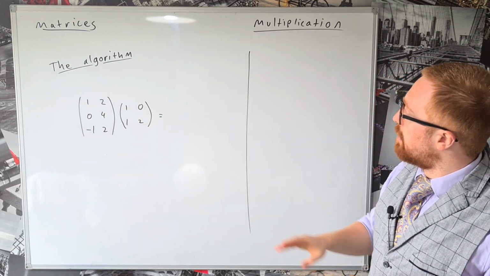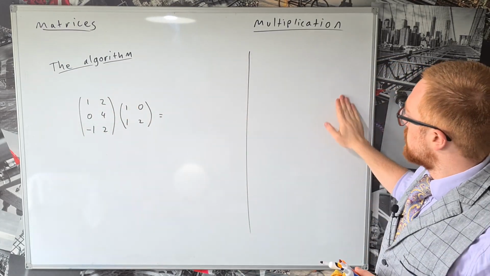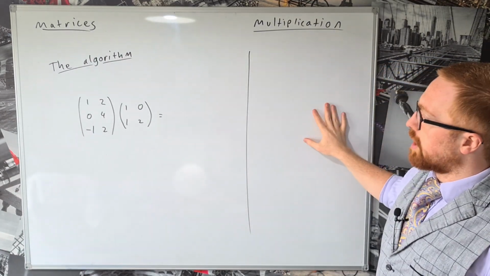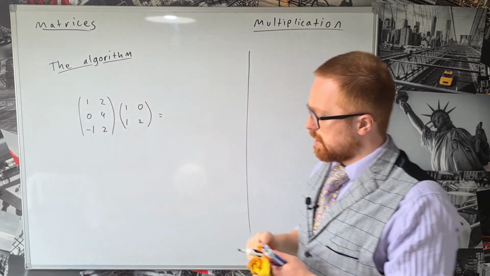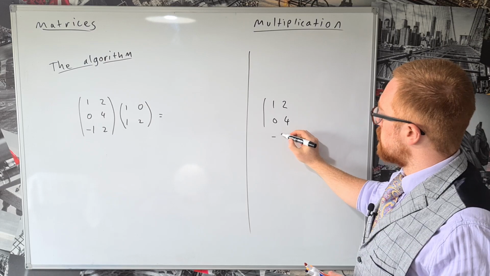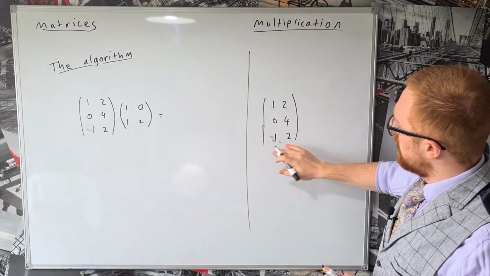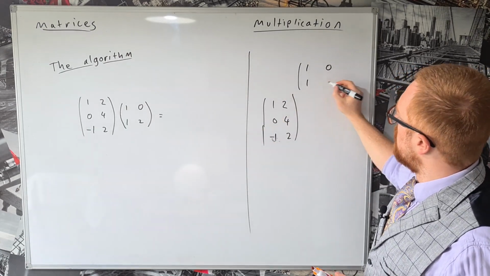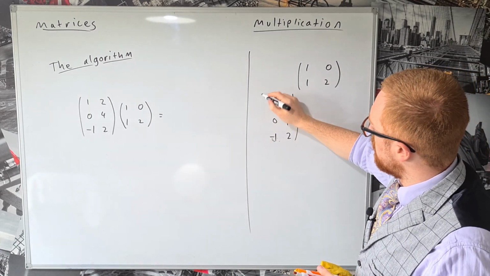Okay, so the first thing we said we needed to do when we're looking at transformations of lots of different vectors is, to help with visualization, we're going to do a little bit of working out by the side, and we're going to offset this second matrix so it sits above the first matrix. So 1, 2, 0, 4, minus 1, 2. Let's offset that. Second one, so we've got 1, 0, 1, 2. Okay, let's just make that bracket a bit better.